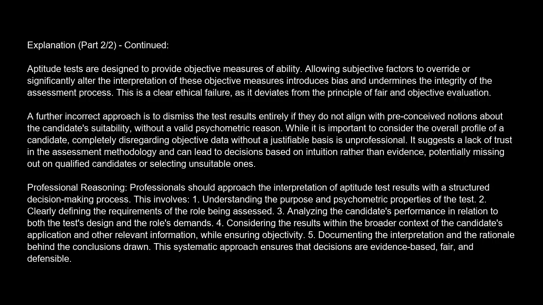Professional reasoning. Professionals should approach the interpretation of aptitude test results with a structured decision-making process. This involves: 1. Understanding the purpose and psychometric properties of the test. 2. Clearly defining the requirements of the role being assessed. 3. Analyzing the candidate's performance in relation to both the test's design and the role's demands. 4. Considering the results within the broader context of the candidate's application and other relevant information, while ensuring objectivity. 5. Documenting the interpretation and the rationale behind the conclusions drawn. This systematic approach ensures that decisions are evidence-based, fair, and defensible.